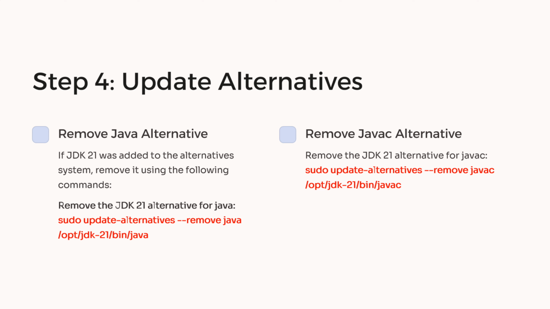Step 4 is update alternatives. Remove the Java alternative. If JDK 21 was added to the alternatives system, remove it using the following command. And the next one is remove the javac alternative. Using this command, you can remove the Java 21 alternative for javac. And in these commands, the opt folder JDK 21 is there. And if JDK 21 has some minor version, that exact path you have to give.